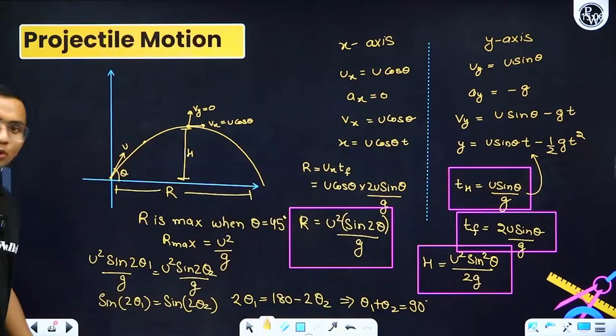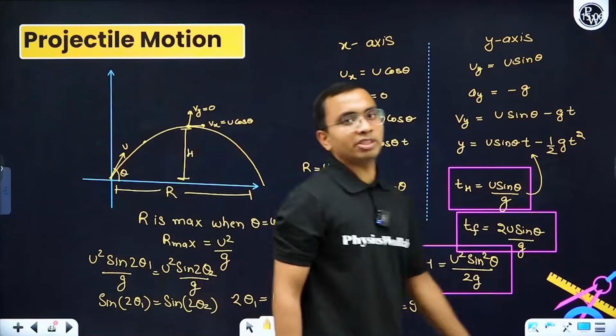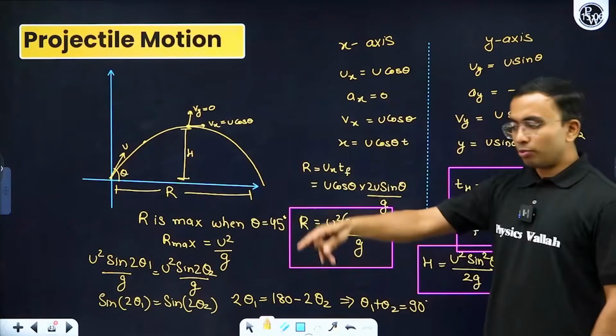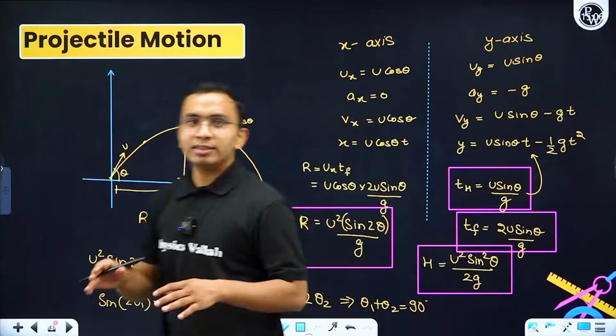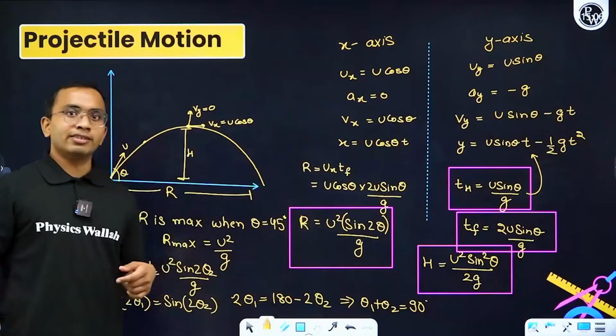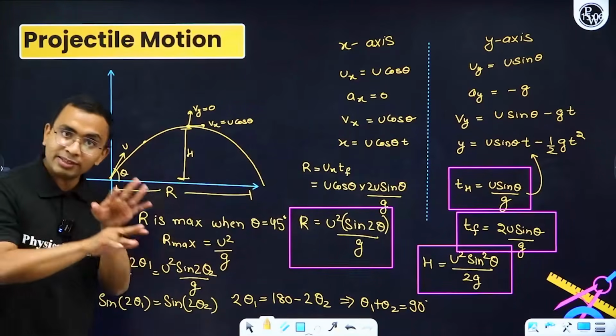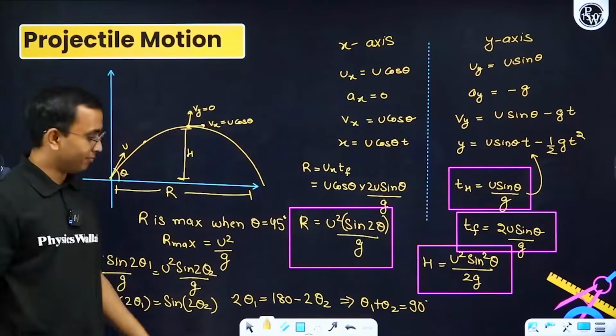So if two complementary angles are there, the range will be same. If you project a projectile at 60 degree and 30 degree, range will be same. If you project at 15 degree and 75 degree, the range will be same. If you project at, let us take 37 degree, 53 degree, the range will be same. Angles are complementary, range will be same.